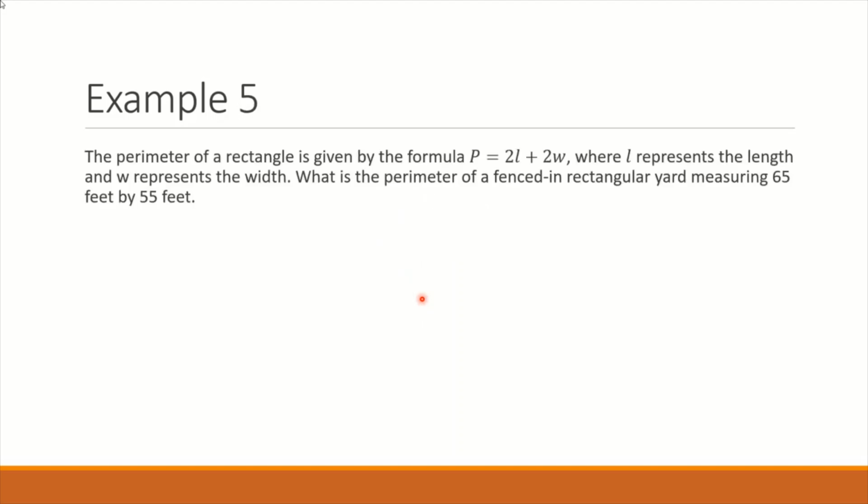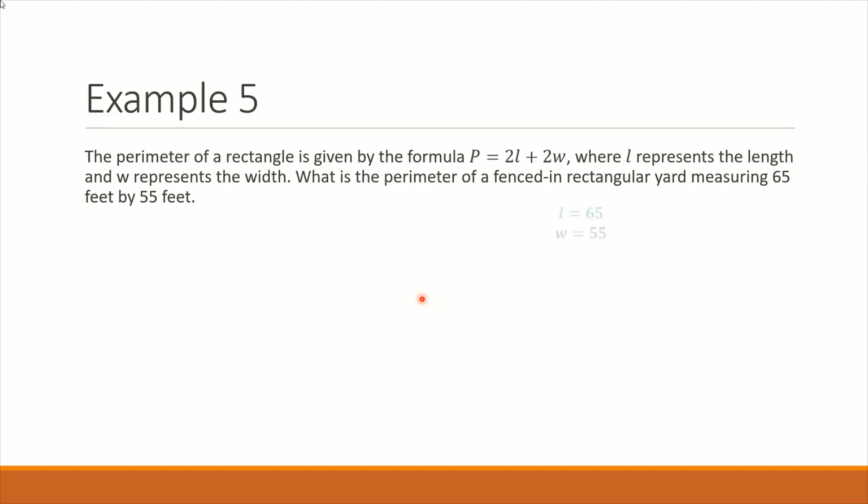Let's look at another example. And here it's a word problem. So the perimeter of a rectangle is given by the formula P equals 2L plus 2W, where L represents the length and W represents the width. What is the perimeter of a fenced-in rectangular yard measuring 65 feet by 55 feet?